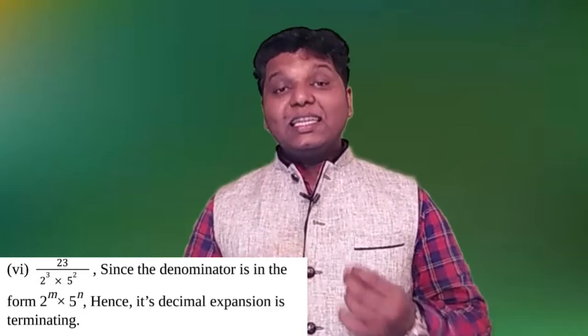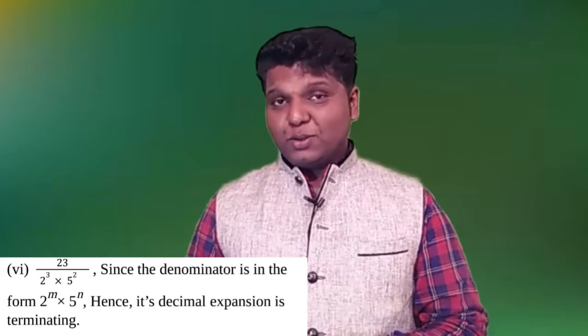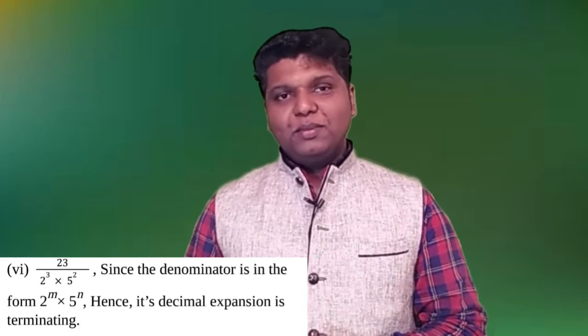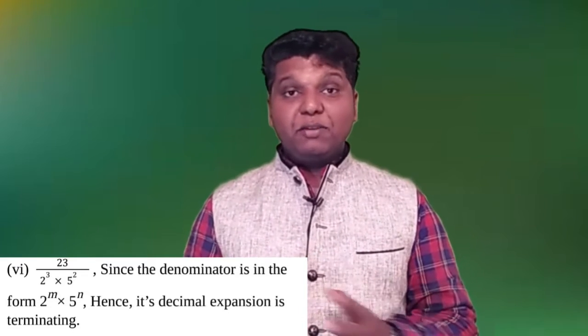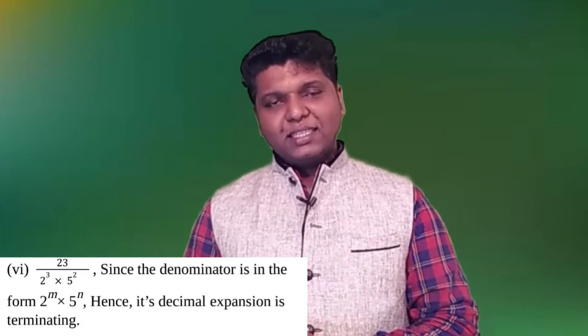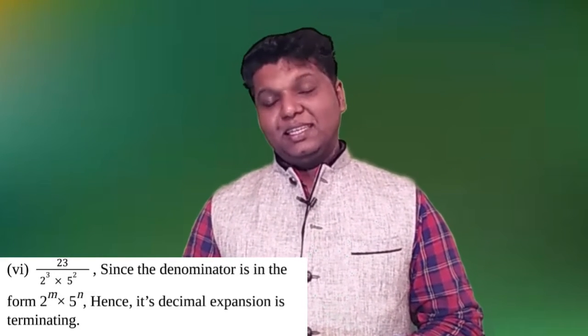Next question, question number 6. 23 divided by 2 cube into 5 square. It's very easy because there is no need to factorize and make it into the product of primes because already the denominator part itself is given as the product of primes. So let us choose it very fast. Tell me, 2 cube into 5 square. It is of the form 2 raised to m into 5 raised to n, right? Both of them are expressed in the powers of 2 and 5 alone. So we can say this decimal expansion is going to terminate. It's a terminating decimal expansion.